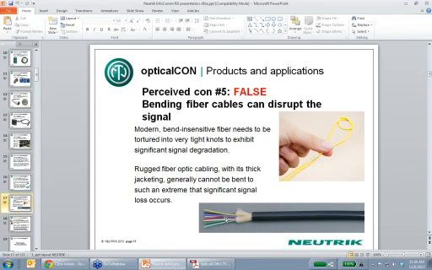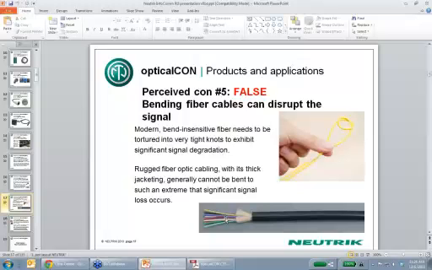One result of this construction, we'll talk more about it later, is that it's actually impossible to take this cable and very tightly bend the fiber. You've always got some built-in radius because of the aramid yarn and the jacket. So this stuff you have to really torture in order to get serious signal degradation. So, is it true that bending fiber cables can disrupt the signal? It's true. However, I say this perceived con is false because you have to intensely try to disrupt that signal once you're using this rugged fiber.